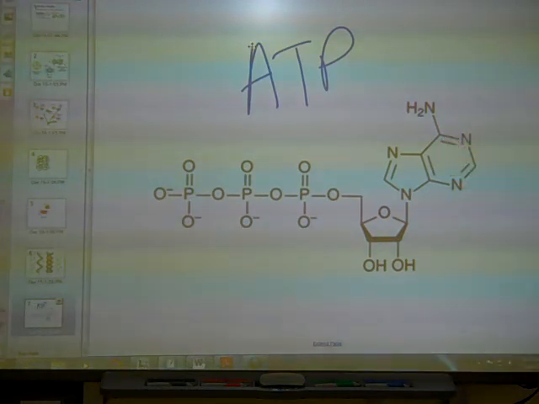So that's just a little bit about nucleic acids so that you can finish up your work this unit, but we'll focus a lot more on these when we get to molecular genetics.